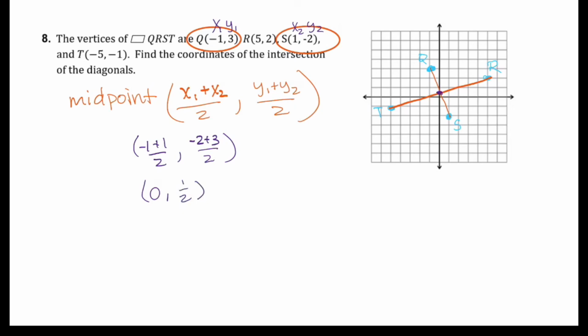And notice that makes sense. It looks about like it: 0, 1/2. So I can do it with the other two, and I get 0, 1/2 as well. -5 plus 5 is 0, divided by 2 is 0, and 2 minus 1 is 1, over 2 is 1/2.